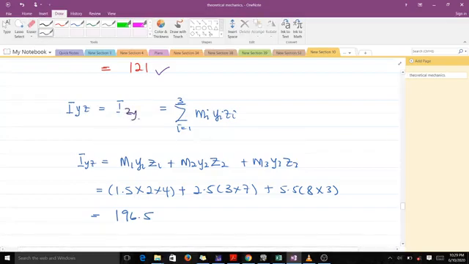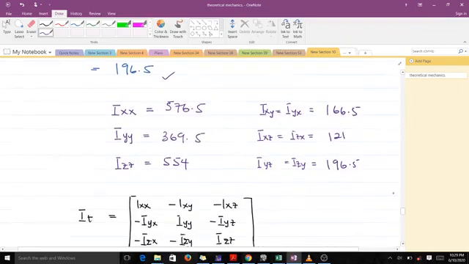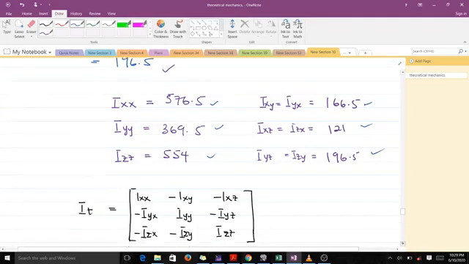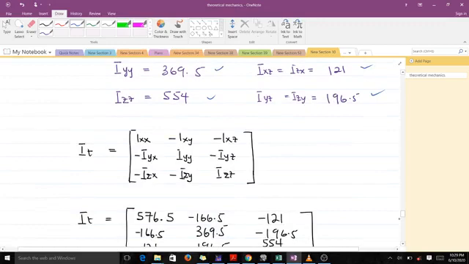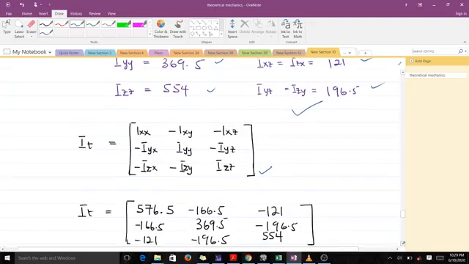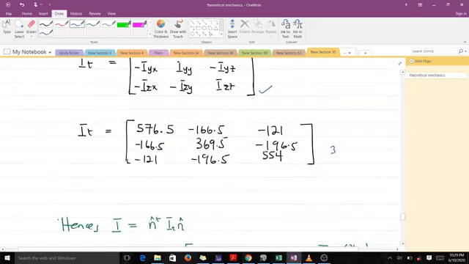So IZY is given by this formula here, and computing this gives us 196.5. So now, since we have our values, you see this, our IXX, and so on, these are the values we computed, and we know they are the same. So initially we stated that our inertial tensor is given by this that we can see here. So making substitution with the values that we computed here, you are going to have this particular 3 by 3 matrix here.